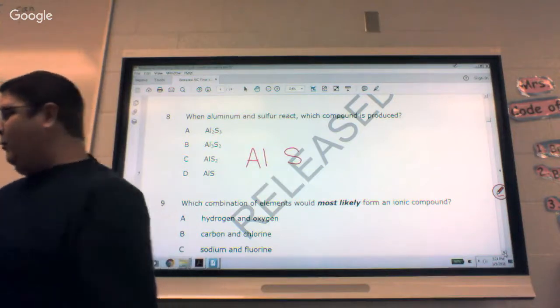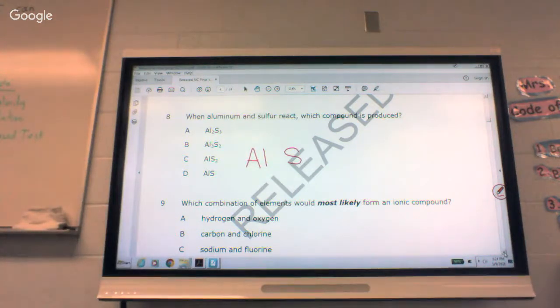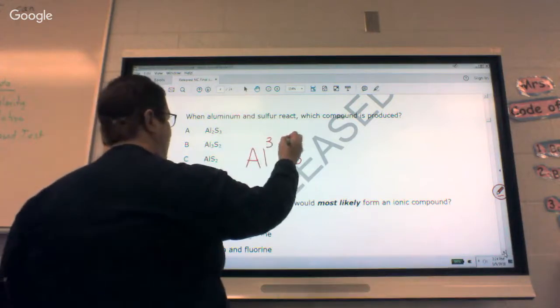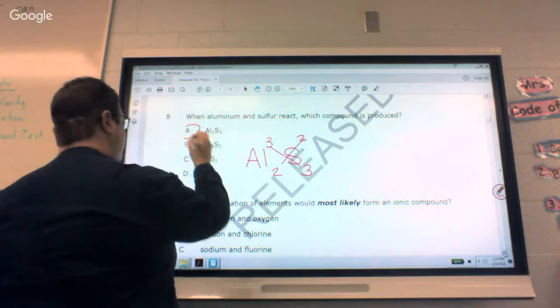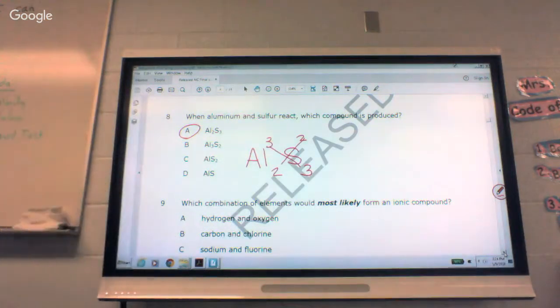That's right. So, aluminum has an oxidation number of what? It is right here. 3. And sulfur is what? All right. So we got a 3, and we got a 2. 2 comes down, 3 comes down. That's why it's an A. Everybody good with that one? Okay.